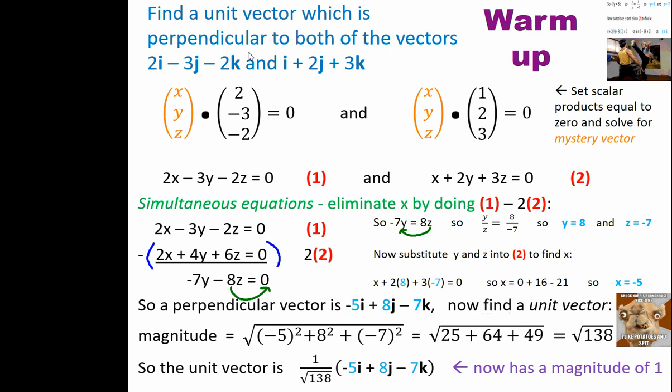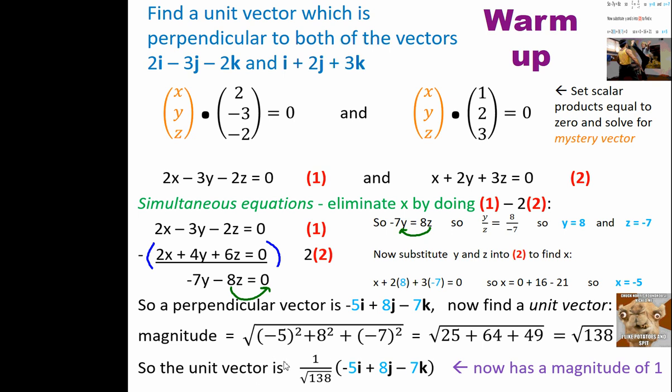So now find a unit vector, because it said find a unit vector. So remember, a unit vector must have a magnitude of 1. So you've got to work out what is the current magnitude of this one. Use Pythagoras in 3D. So it's -5 squared plus 8 squared plus -7 squared, gives you 25 plus 64 plus 49, gives you the square root of 138. So how can you turn the magnitude into 1? You could divide it by square root of 138, because square root of 138 over square root of 138 is just 1.